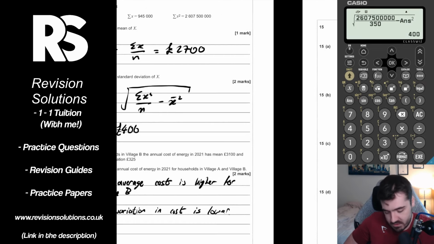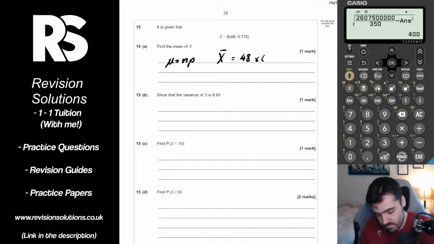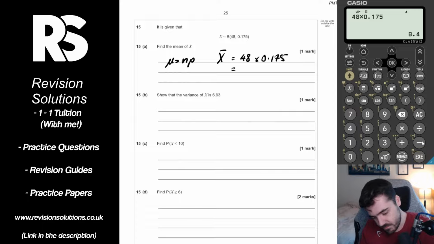Okay, moving on to question 15. We've got a binomial distribution. So x is a random variable modeled with that binomial. The mean of a binomial is just NP. So for us, that means x bar, the mean of our random variable, is 48 times 0.175. So plugging that in the calculator. Oops, 0.175. Decimal. That's 8.4.